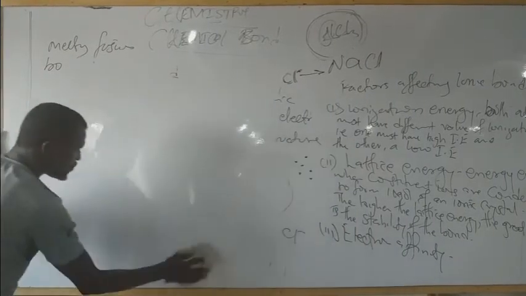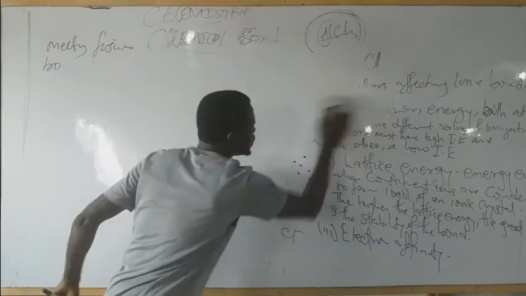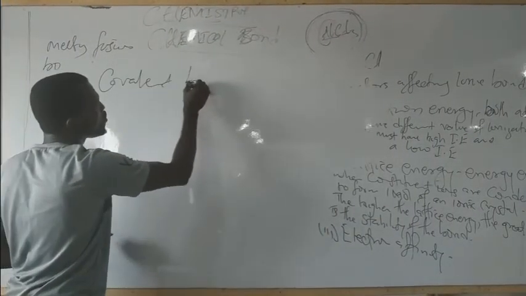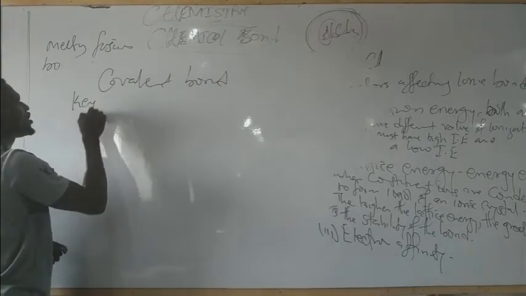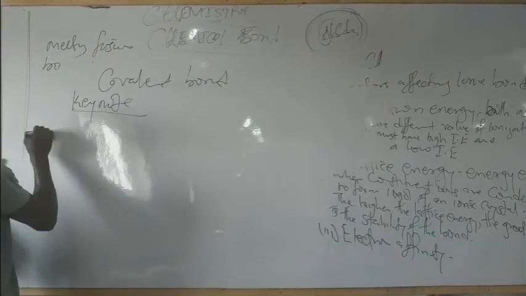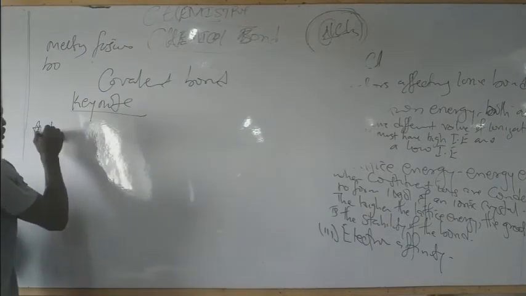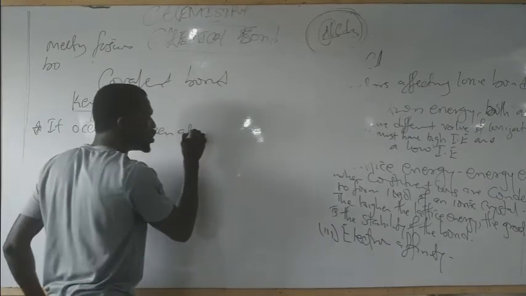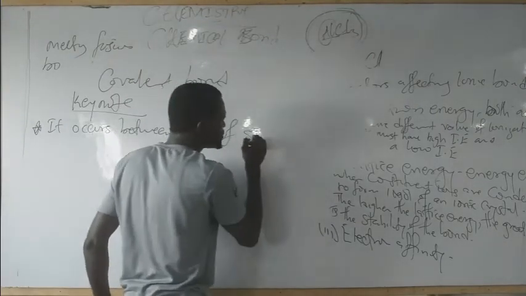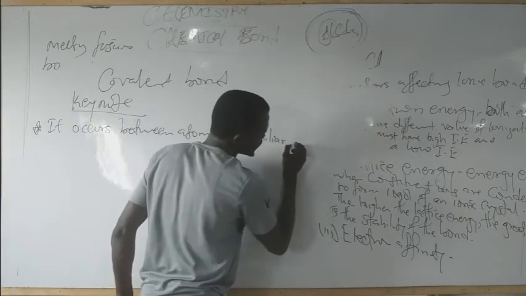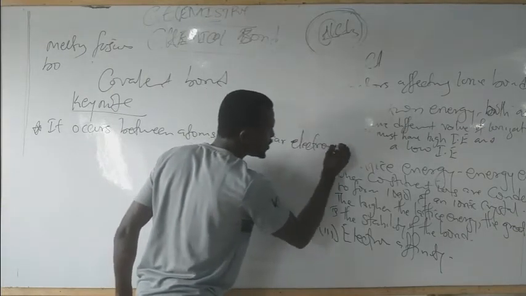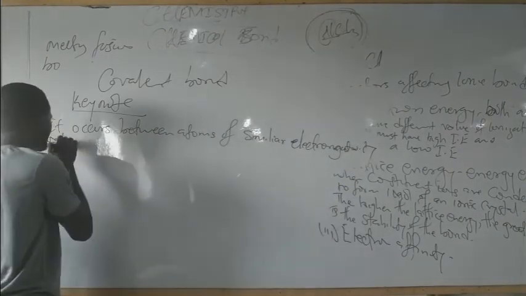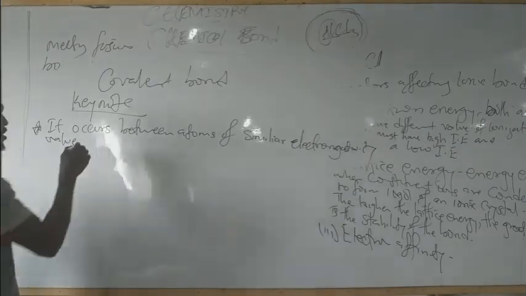Then we go to the next one, which is covalent bonding. In covalent bonding, just an important key note, covalent what? Bonding. Now, key note. Covalent bonding, the first thing you need to know is that it occurs between atoms of similar electronegativity. Atoms of similar electronegativity what? Electronegativity value.